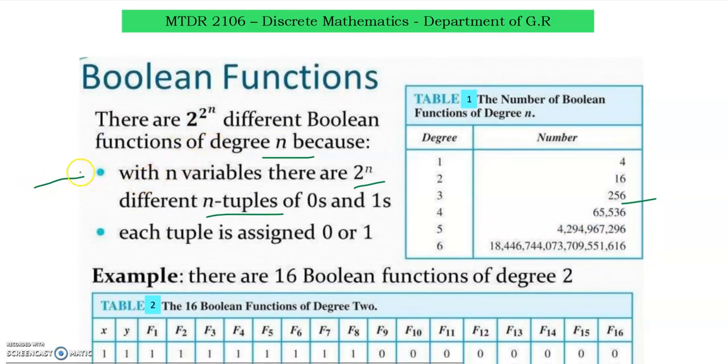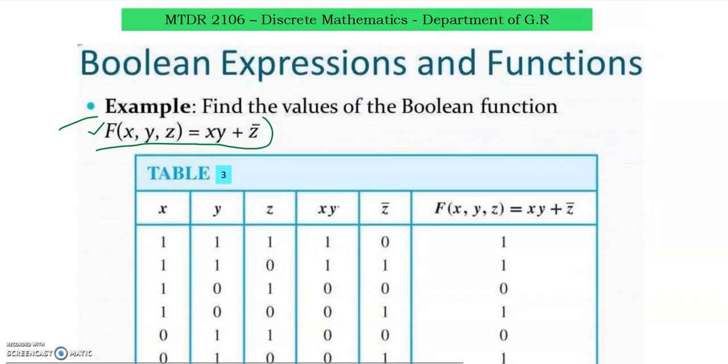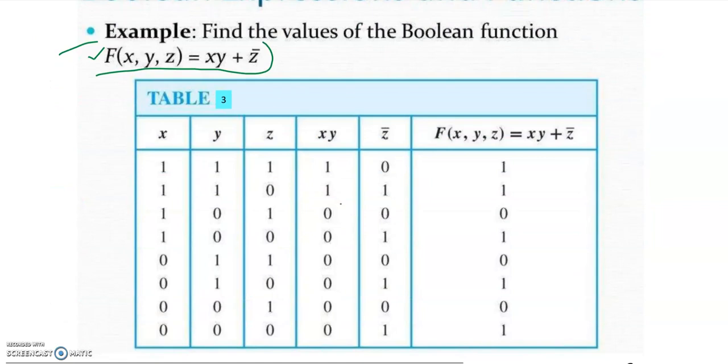Now you see the first point. With n variables, there are 2 power n different n-tuples. Here n is 3 in this example, so 2 power 3 is 8. So 2 power 3 different 3-tuples, that means 8 different 3-tuples of zeros and ones.